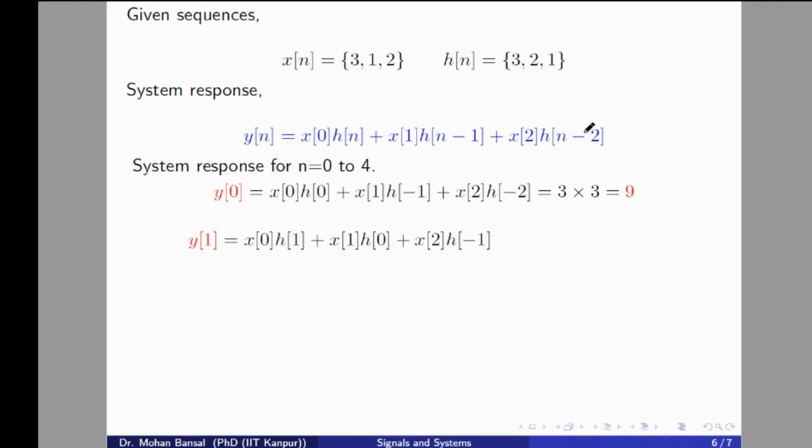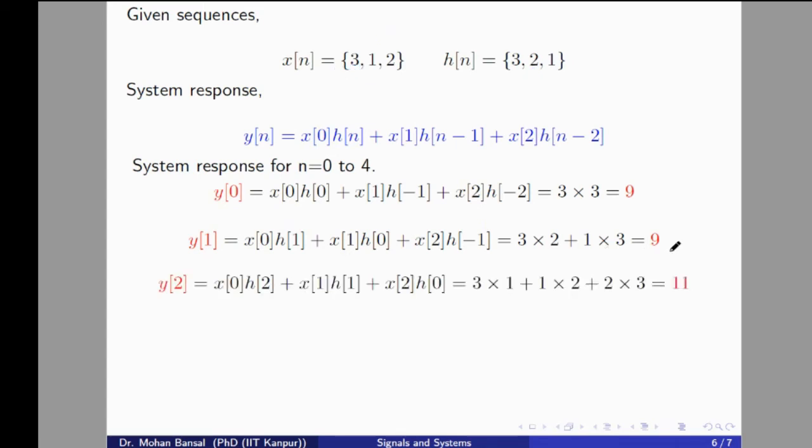Similarly, we'll substitute value for n equal to 1, and we'll get x0 h1 plus x1 h0 plus x2 h minus 1. In this case, x0 h1 are finite values given in the question, x1 h0 are also finite, but here h minus 1 is 0. So we will get x0 h1 plus x1 h0. In this case, x0 is 3, h1 is 2, so we'll write 3 into 2, and x1 is 1 and h0 is 3, so we'll write 1 into 3. So 3 into 2 plus 1 into 3 will get 9, and so on.